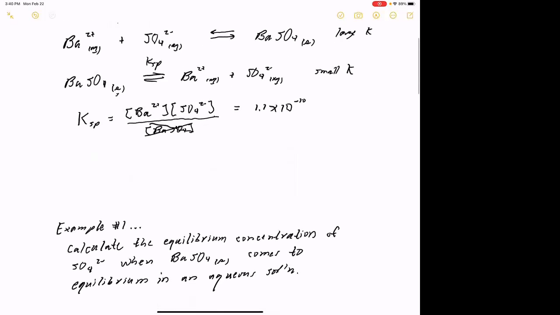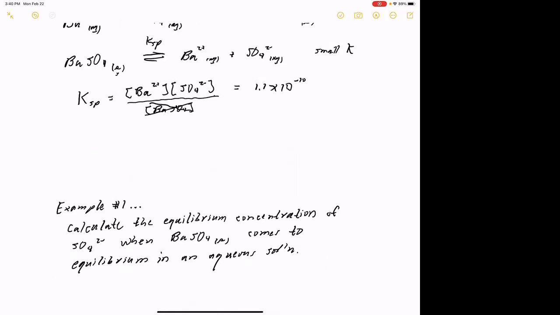So let's take a look at example 1 here, and I'm gonna give you a minute to write it down, and I'll read it out as you do that. What I wanna do is calculate the equilibrium concentration of sulfate ion when barium sulfate comes to equilibrium in an aqueous solution. So it's exactly what we just talked about. I'm gonna find some solid barium sulfate in the stockroom, throw it in some water at 25 degrees Celsius and let the system come to equilibrium. Now, once we've achieved equilibrium, what's the equilibrium concentration of the sulfate ion in there? That's what I wanna know.